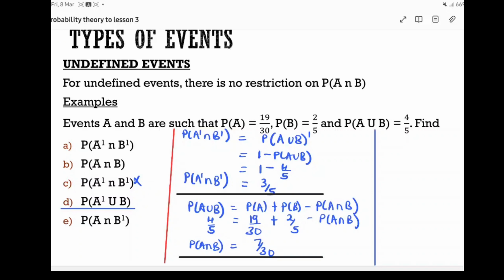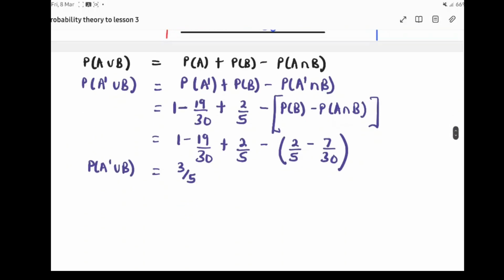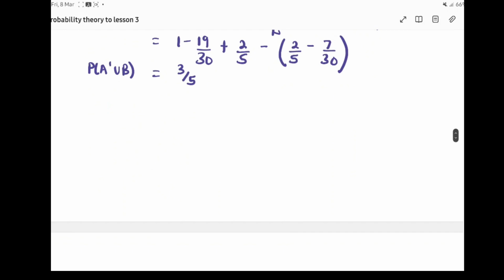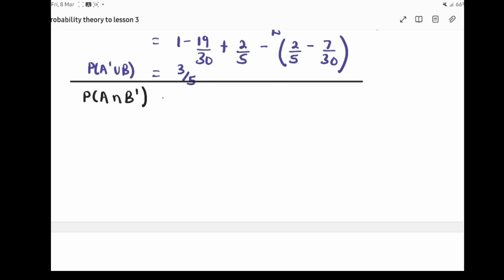Then part A wanted us to find the probability of A intersection B complement, which is actually the same as the probability of A only. We saw that such a probability is equal to the probability of A minus the intersection.